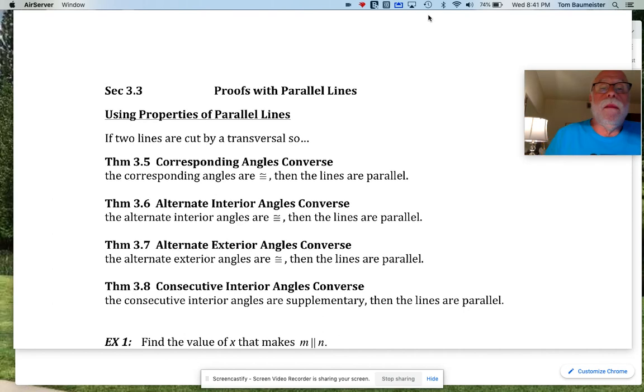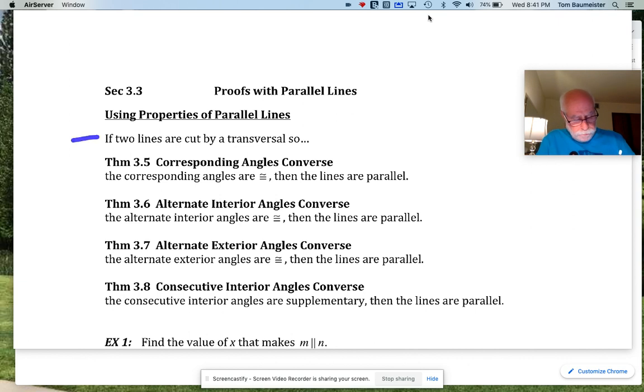All right, section 3.3 is proofs with parallel lines. Using properties of parallel lines, if two lines are cut by a transversal, I'm going to say that before every single one. So if two lines are cut by a transversal so that the corresponding angles are congruent, then the lines are parallel.